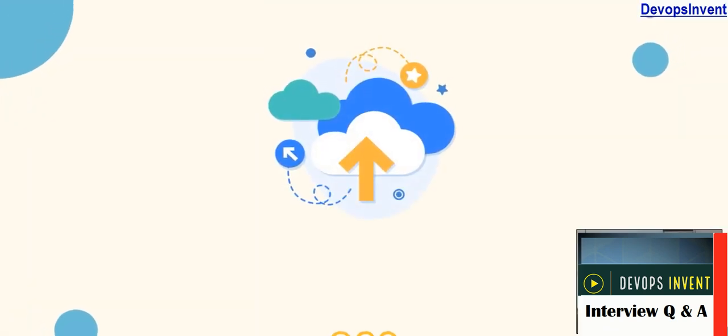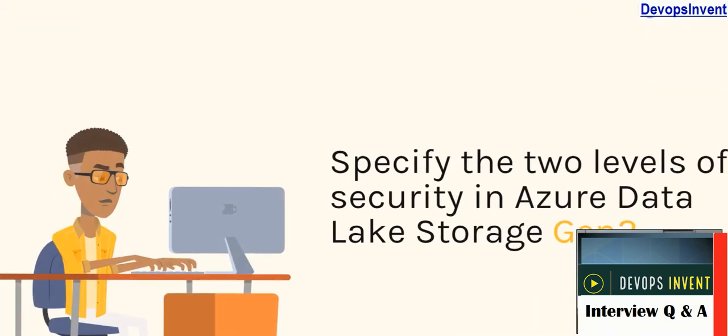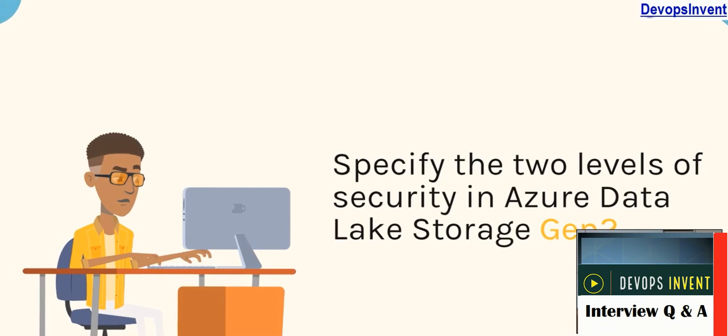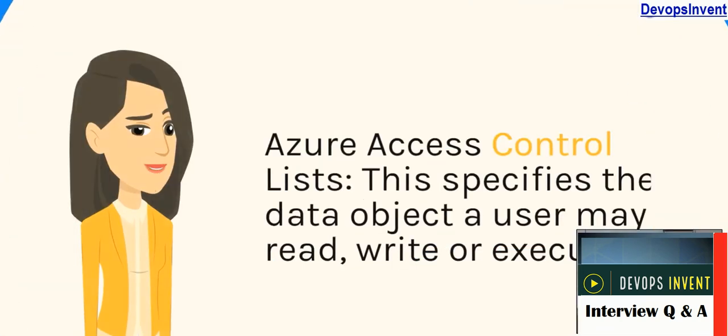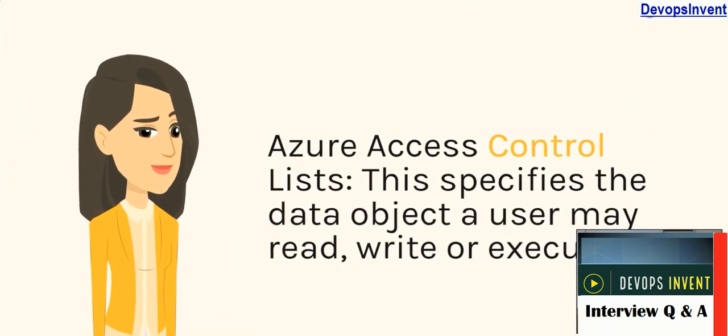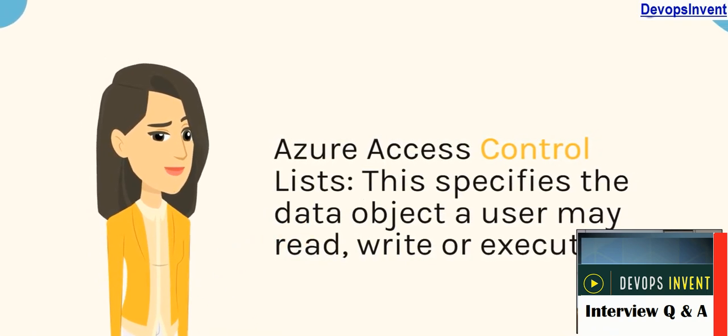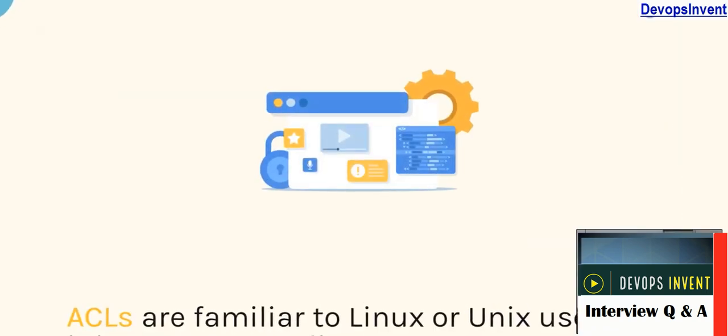Q29. Specify the two levels of security in Azure Data Lake Storage Gen 2. Azure Access Control Lists. This specifies the data object a user may read, write or execute. ACLs are familiar to Linux or Unix users, as it is POSIX compliant.